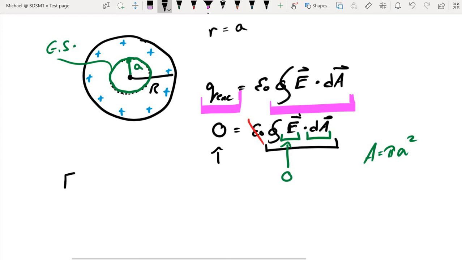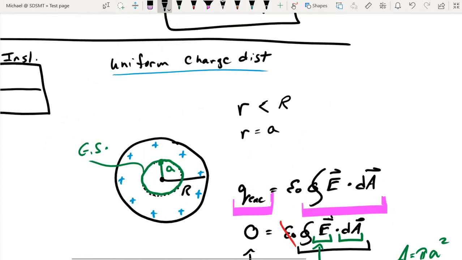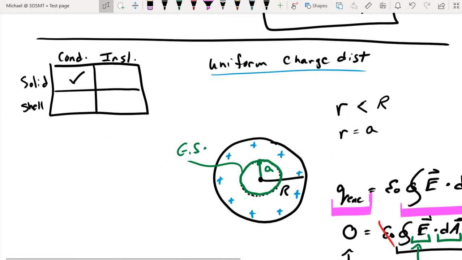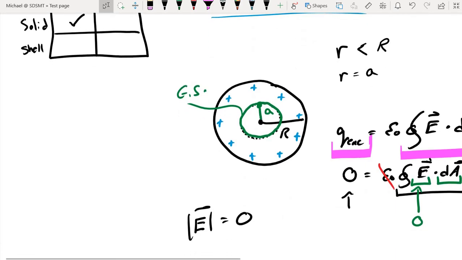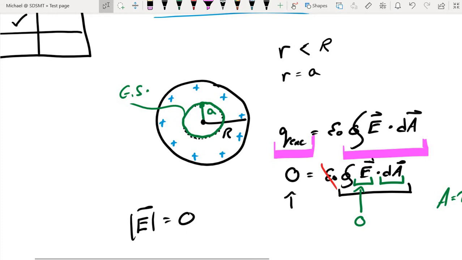The electric field magnitude inside of our uniformly charged solid conducting sphere is 0. And that's because we did not enclose any charge. All of the charge is sitting at the surface of the physical sphere.